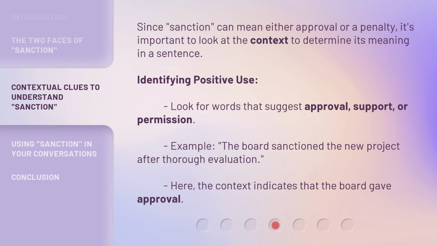Since sanction can mean either approval or a penalty, it's important to look at the context to determine its meaning in a sentence. Identifying positive use. Look for words that suggest approval, support, or permission. Example: the board sanctioned the new project after thorough evaluation. Here, the context indicates that the board gave approval.